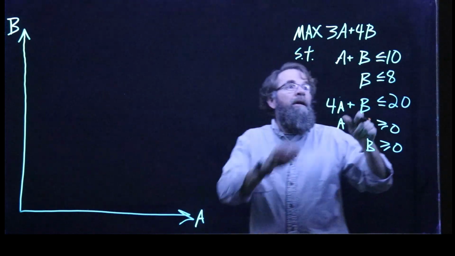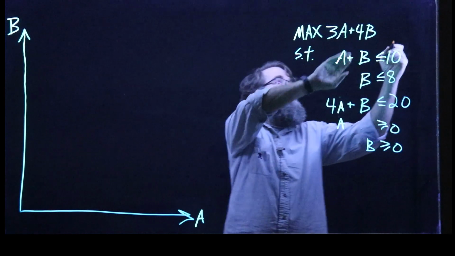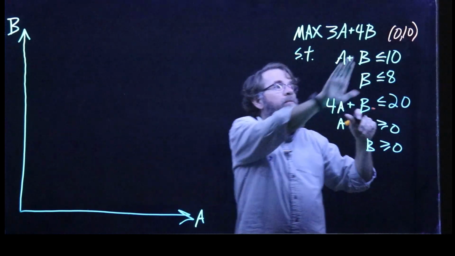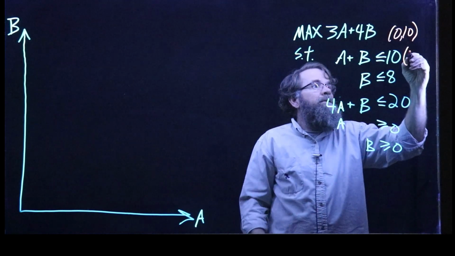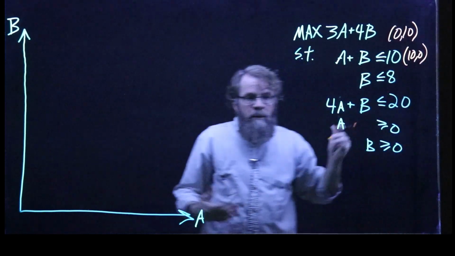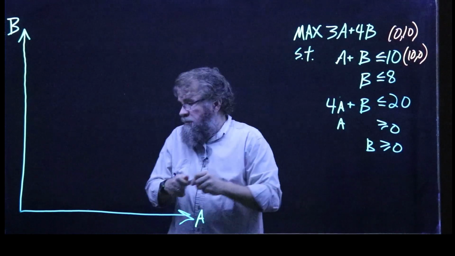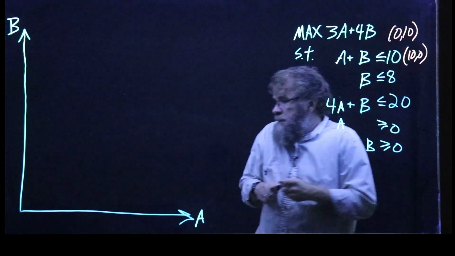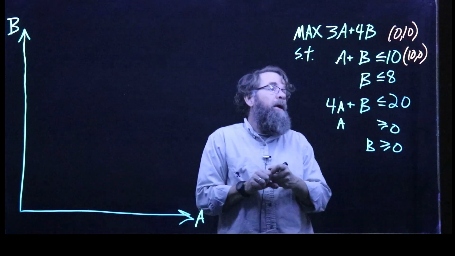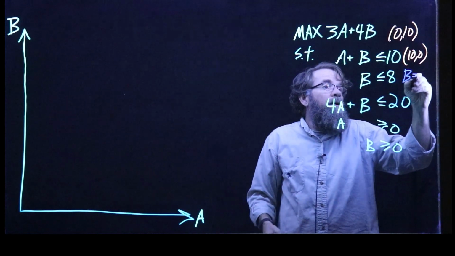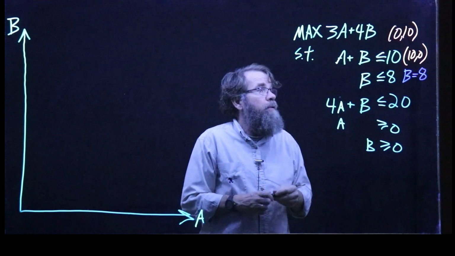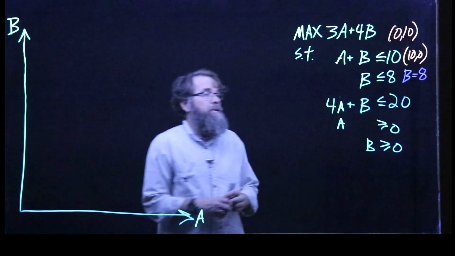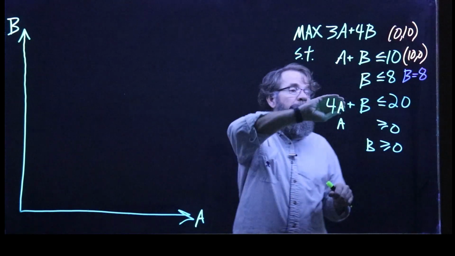On the first constraint, if a is 0, then b has to be 10. So that'll be 0, 10. And then if b is 0, same thing, a is 10. So we'll have 0, 10, and 10, 0 on our first constraint. On our second constraint, no matter what, b is just always equal to 8. Always.